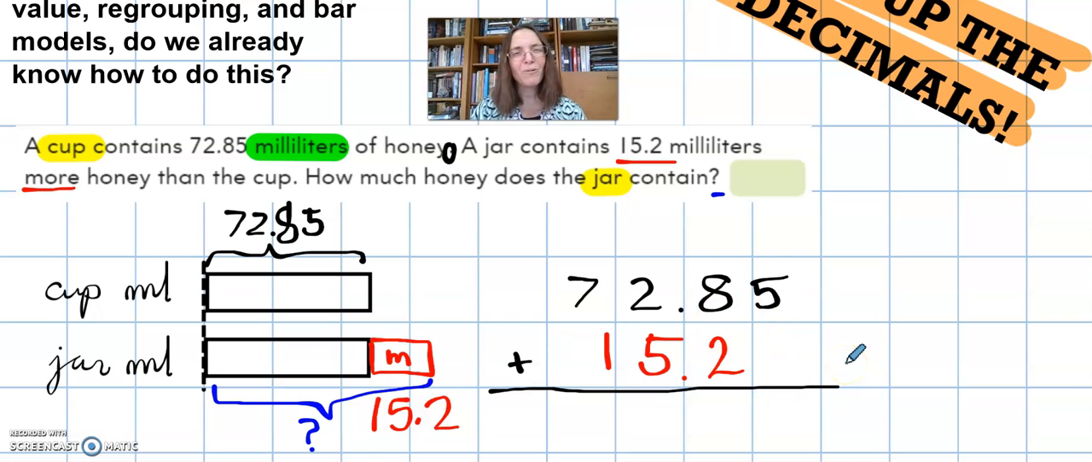For me, though, when I think about it, I say I'm going to start in this hundredths place just in case I have to regroup. But 5 plus nothing is 5. You don't have to put the 0 there. In fact, if you really have a handle on decimals, you may not.